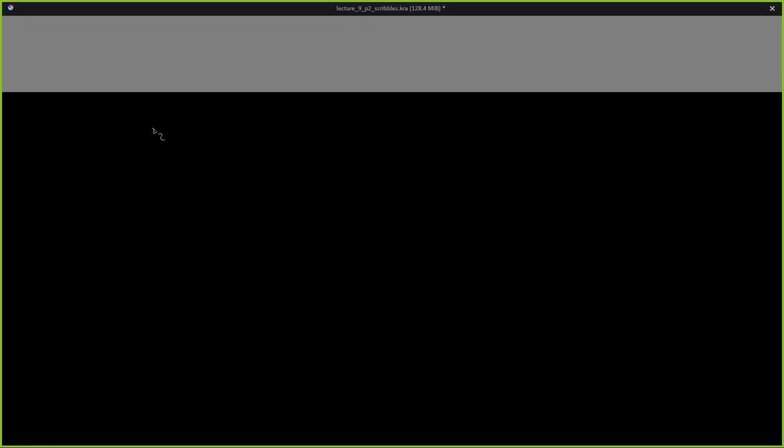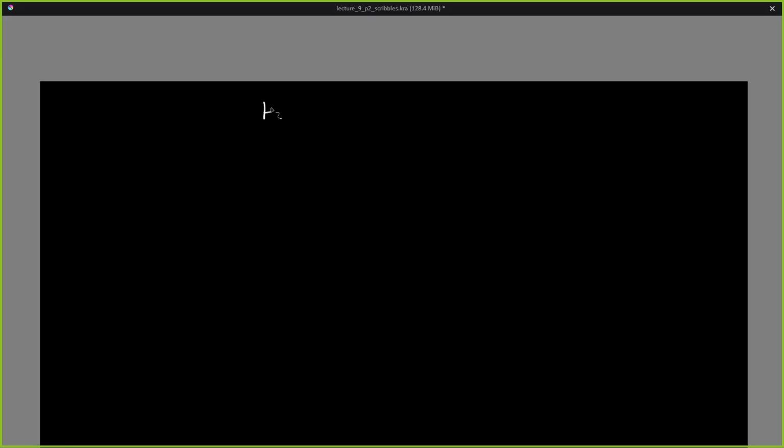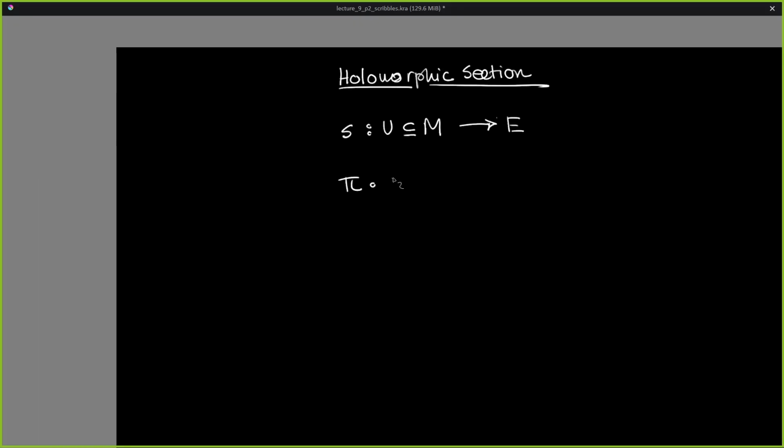So with all that ado, a holomorphic section: we basically already defined a holomorphic vector bundle in that explanation. It's just that its transition maps are holomorphic. So if we want to define a holomorphic section, we just define a regular section S that goes from U, a subset of M, to E, subject to the constraint that pi after S is equal to the identity on U.